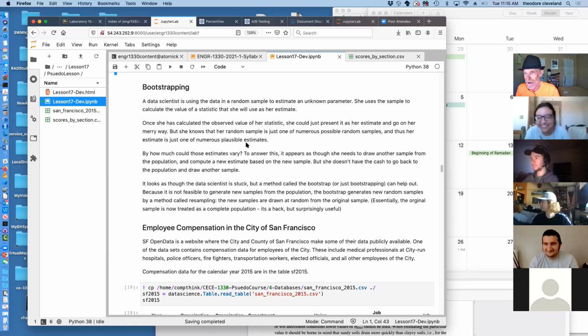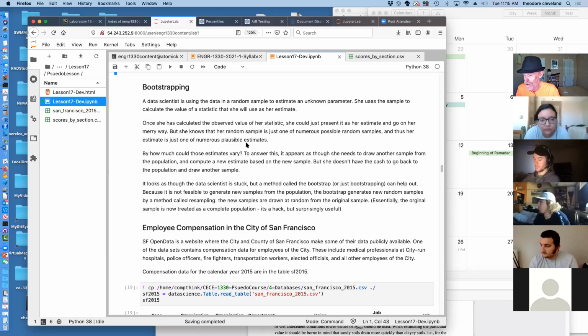So to answer that, it would appear that we need to take another sample from the population and compute a new estimate based on the new sample. And that would be ideal. But it turns out we don't have the cash to go back to the population and throw money at it and draw another sample. So it looks as though, well, we're out of luck. But there's a technique called bootstrapping, which can help out.